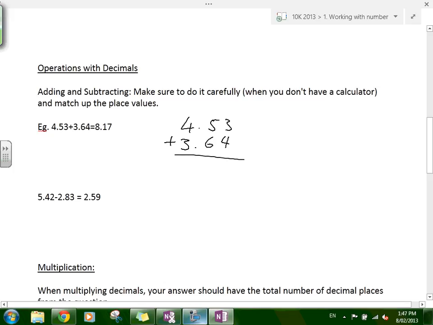Make sure that the decimal places are lined up, and then just add it together. So 3 plus 4 is 7, 5 plus 6 is 11, take that one up, so it's going to be 8.17.